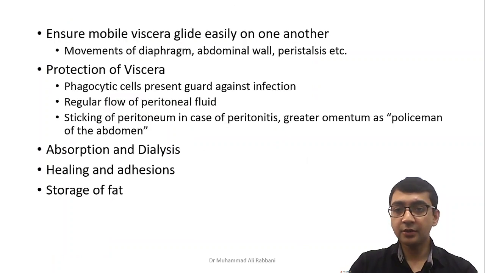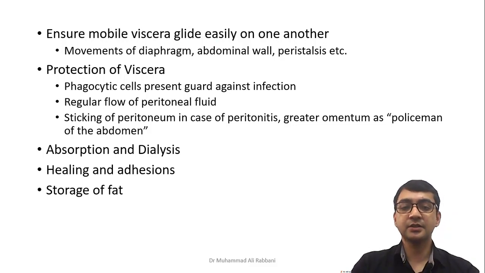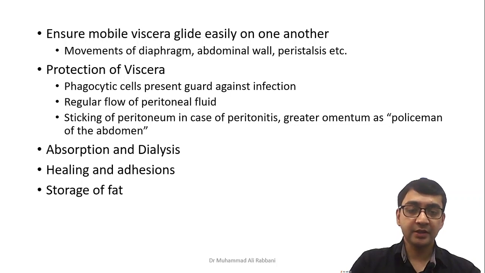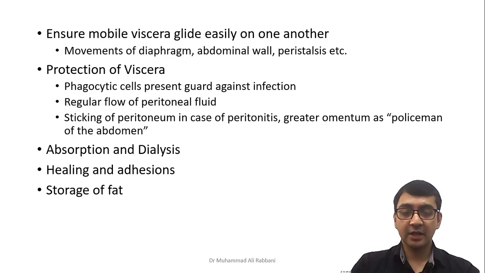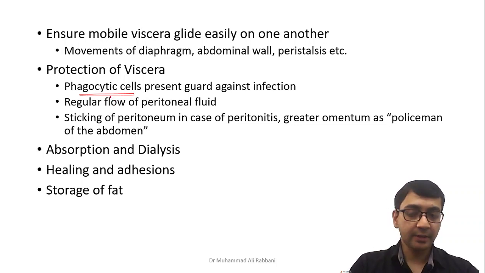The functions of the peritoneum: it ensures that viscera glide easily. There is a lot of movement going on through peristalsis. In the abdominal wall, with each breath the diaphragm is moving about. With all of these movements, the organs do not go into friction with one another; they slide easily with the help of the slippery peritoneum covering them. It protects the viscera in a number of ways. The peritoneal fluid and the peritoneum itself are filled with phagocytic cells. So any pathology, any cell or germ that gains access is picked up by them and removed.